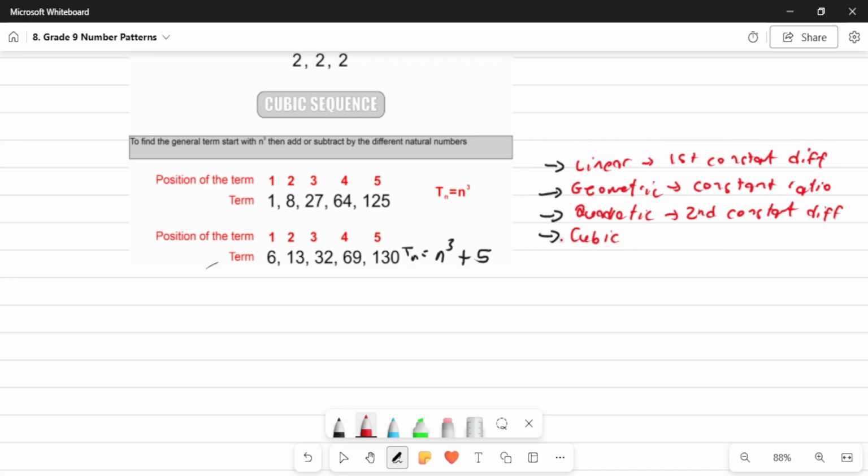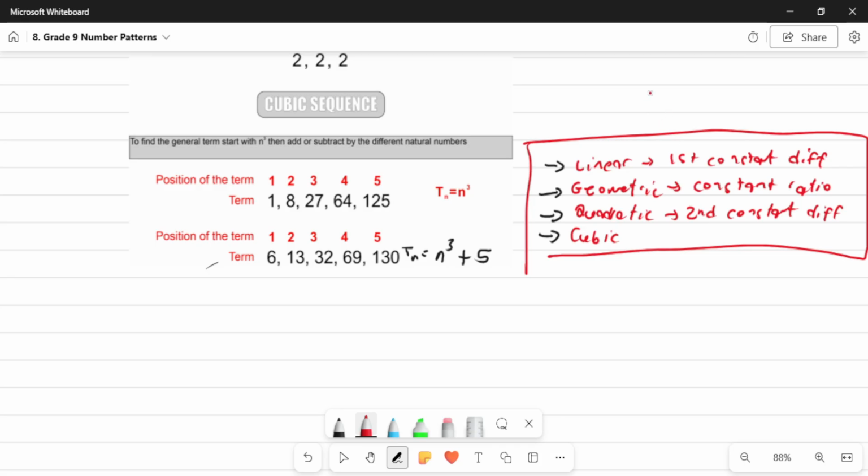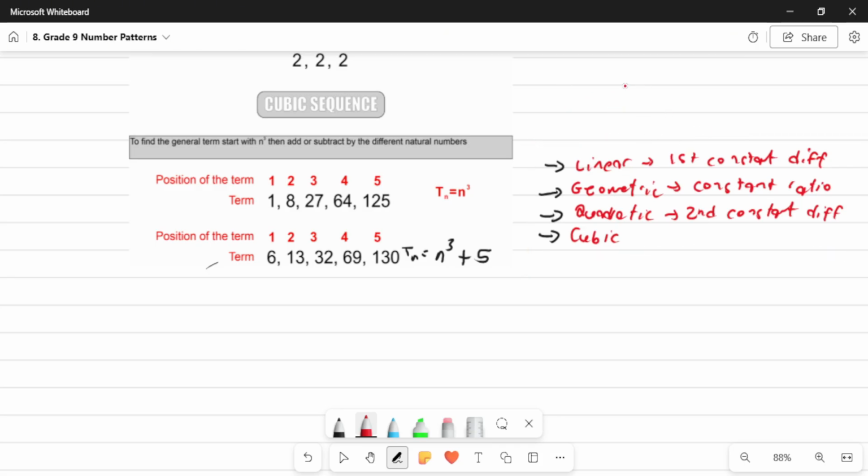Understood? So please take this down. Follow these steps whenever you're given any grade 9 number patterns question. This will be the diagram that you must remember when you walk into the paper, because it will enable you to solve any question. Understood?